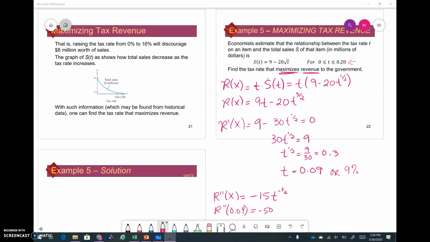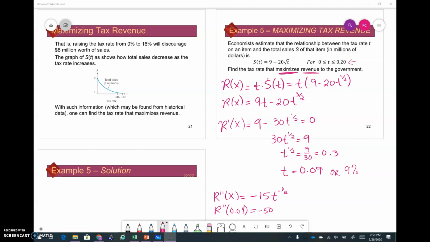All right, so if you found the derivative, you found that R prime of T equals 9 minus 30T to the 1/2. Solving for T, you get 0.09 or 9%. We can prove that that maximizes the revenue.